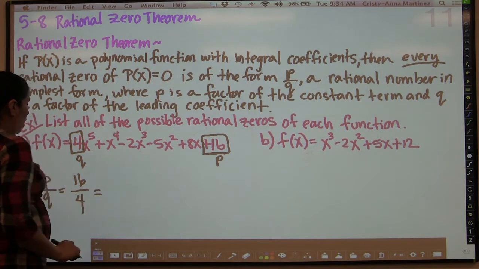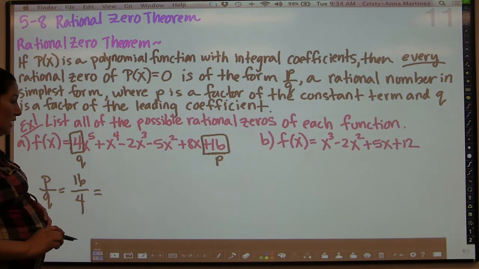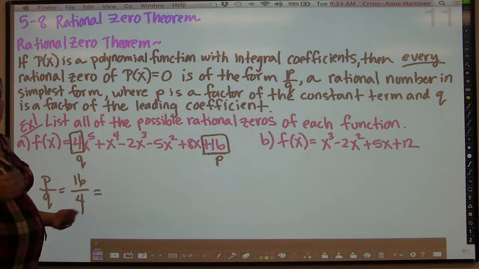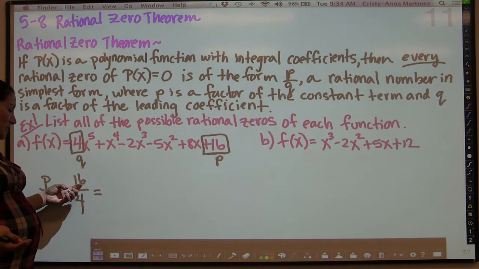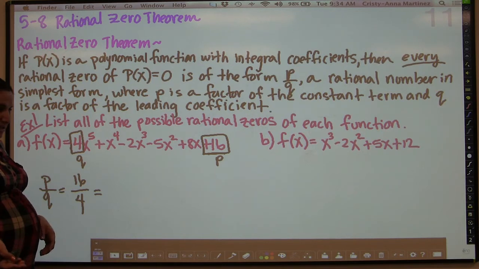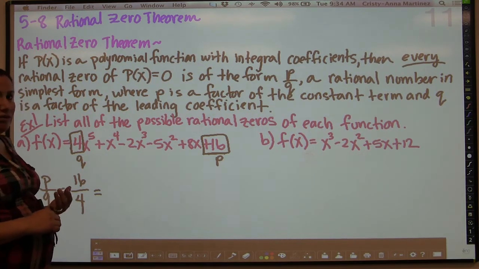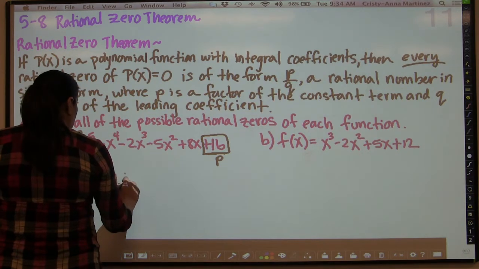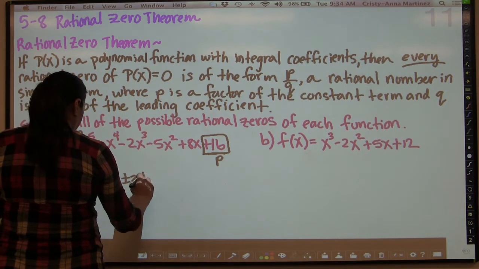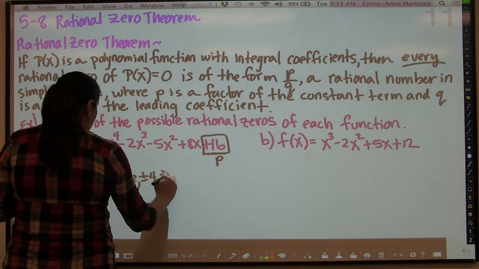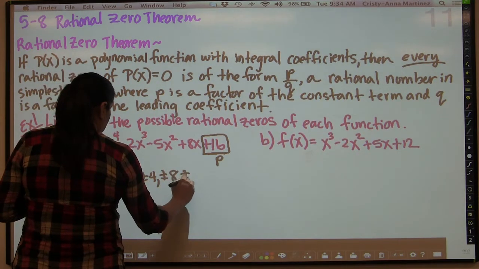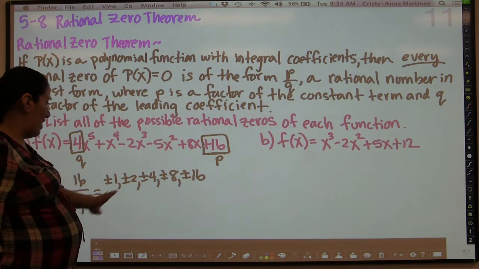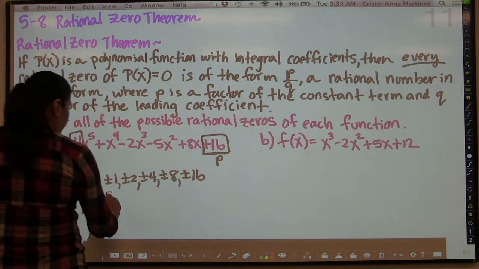And what you need is all of the possible factors of 16, including negatives. In other words, you could have a positive 1 and a positive 16, and that would give you 16. Or you could have a negative 1 and a negative 16, that would still give you positive 16. So we have to include positives and negatives. So we're going to have plus or minus 1, plus or minus 2, plus or minus 4, plus or minus 8, and plus or minus 16. These are all the factors of 16. There are no other factors of 16 on the top.